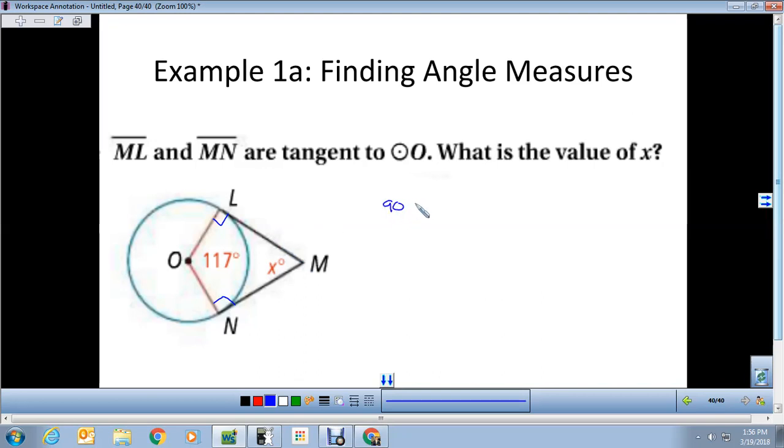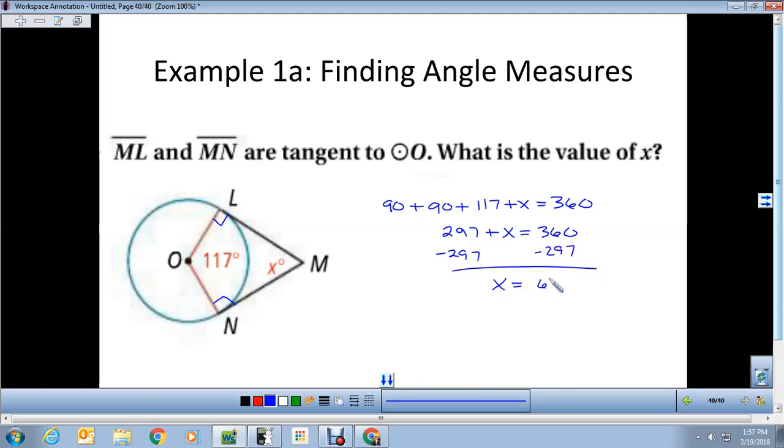So we could take 90 plus 90 plus 117 plus x is equal to 360. So we have 90 and 90 plus the 117 plus x equals 360. So we add these three numbers up in our calculator, and that gives us 297 plus x equals 360. Subtract 297, and x is equal to 63.